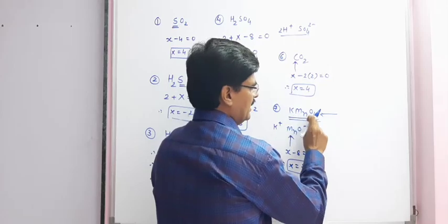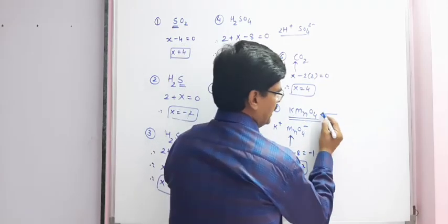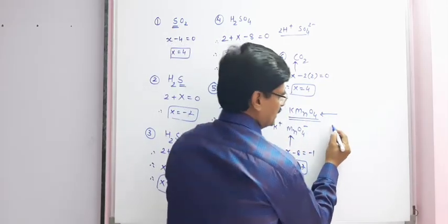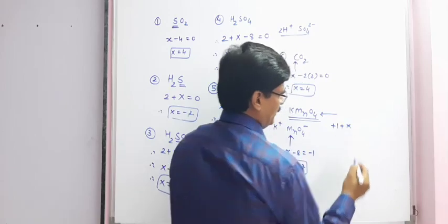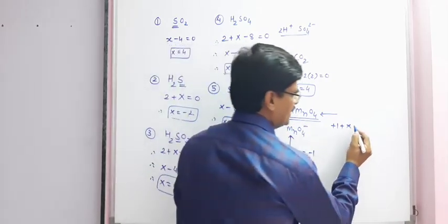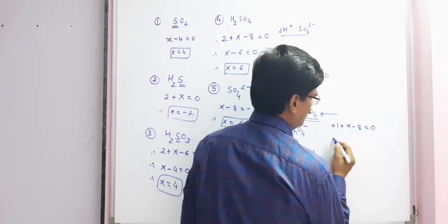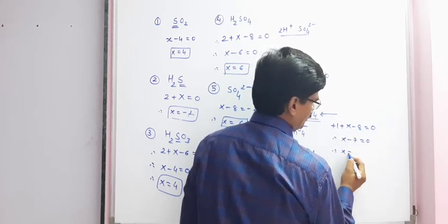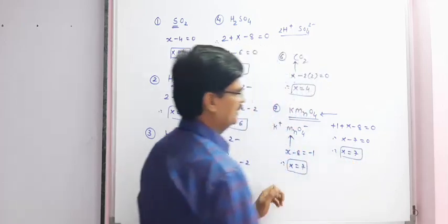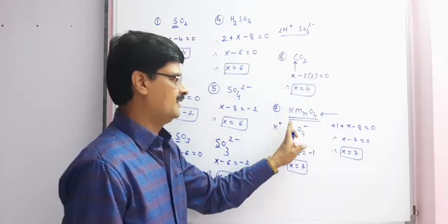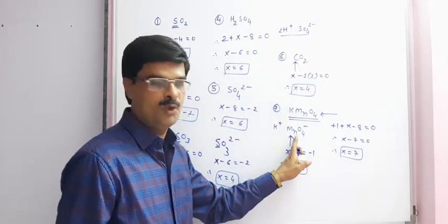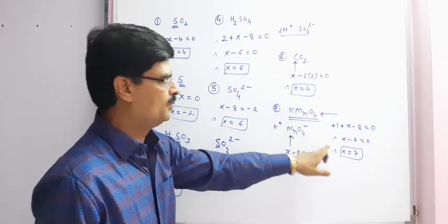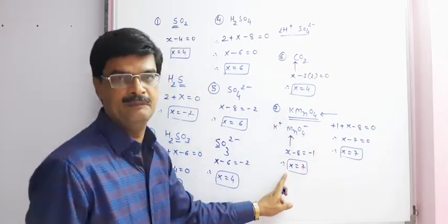If we find it directly in KMnO4, taking K to be +1, plus Mn as X, and oxygen -8, equal to 0. Therefore, X minus 7 is equal to 0. So X is equal to 7. So in both ways, whether we consider MnO4- or KMnO4, the answer is the same.